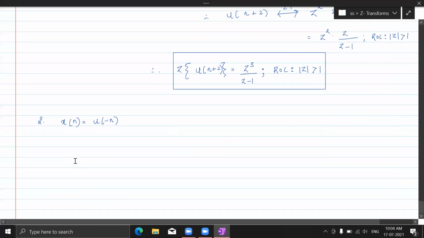So let's see how to find out the Z transform for this. Which property needs to be used? Everybody should understand that. Which property? See, by time reversal property, right?